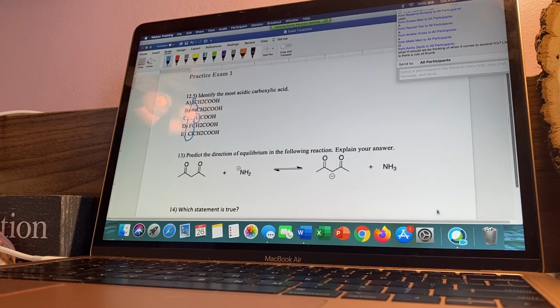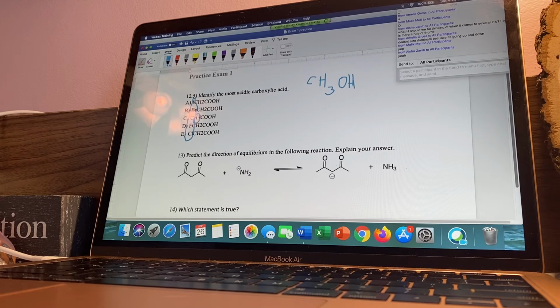Okay, so Aisha, that's a good question because I used to think this too. When you have something like CH3OH, remember how we've said how carbon bonded to oxygen or carbon bonded to hydrogen is going to be very, very not acidic, right? It has a pKa of like 60 or something, which is super, super high, right?